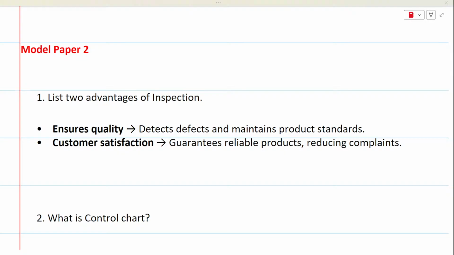Let us begin our discussion with the first question, that is, list out the advantages of inspection. Inspection ensures the quality. It helps us to detect the defects and maintain the product standards. Inspection is also one of the main components that lead towards customer satisfaction, which guarantees reliable products and reduces the complaints generated.